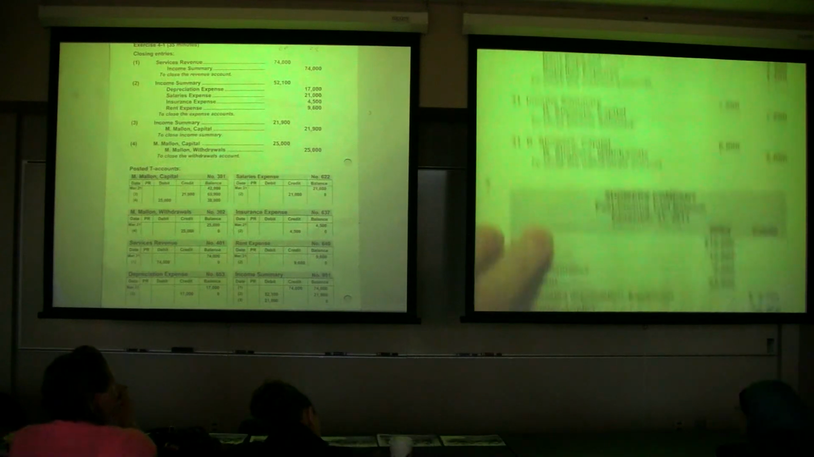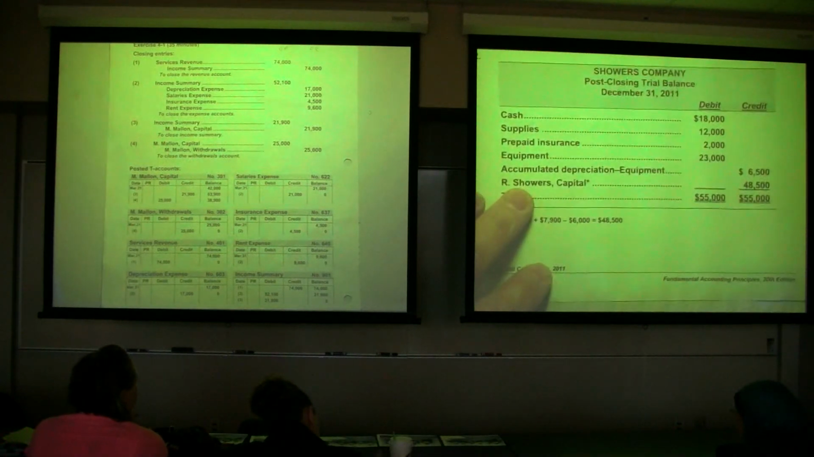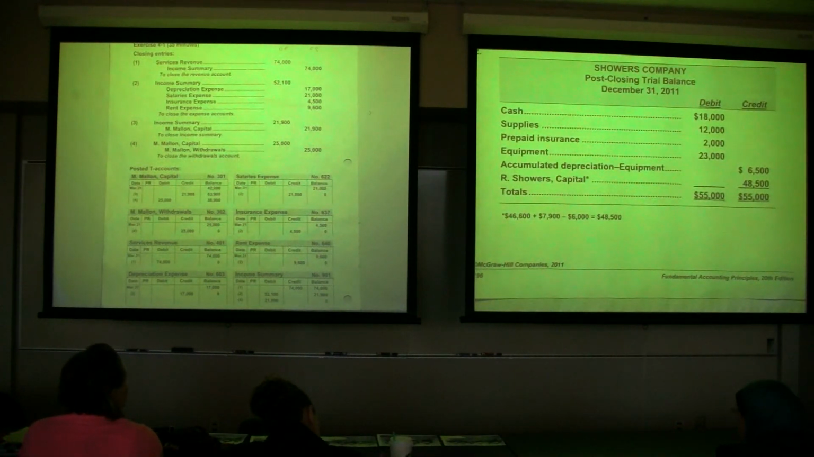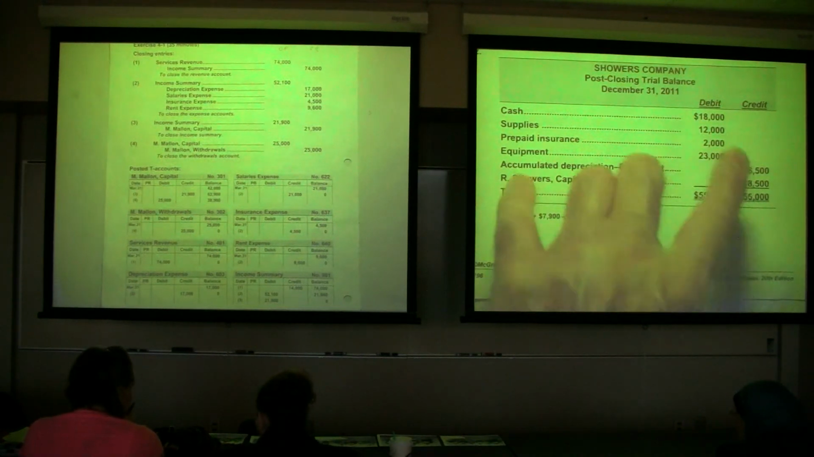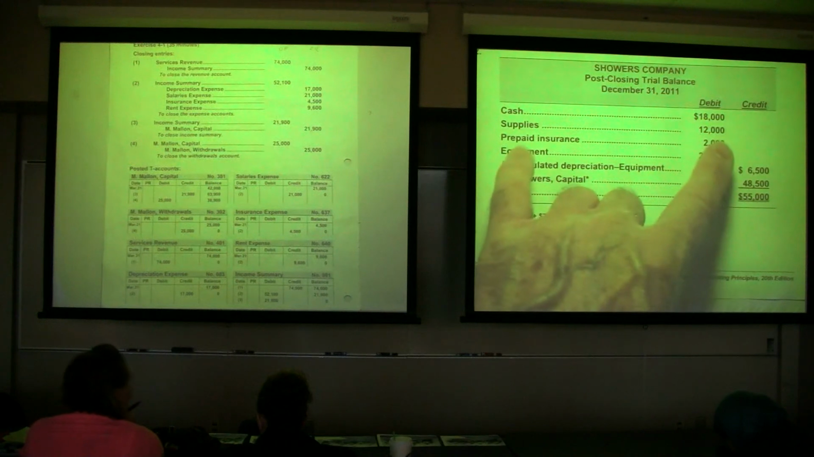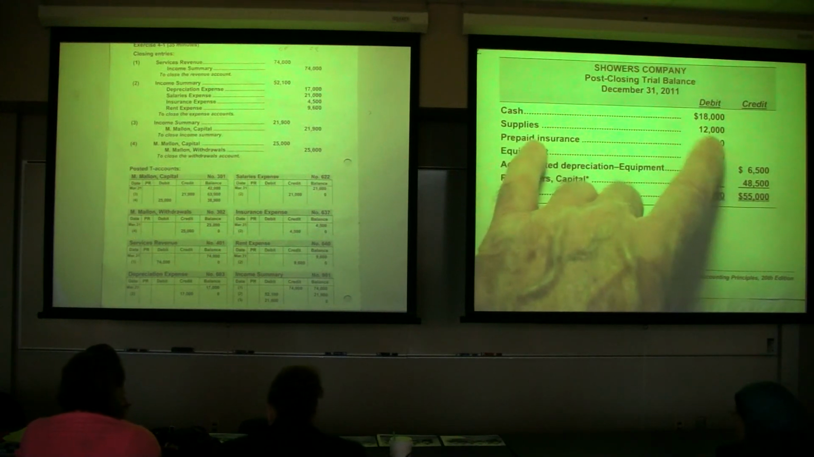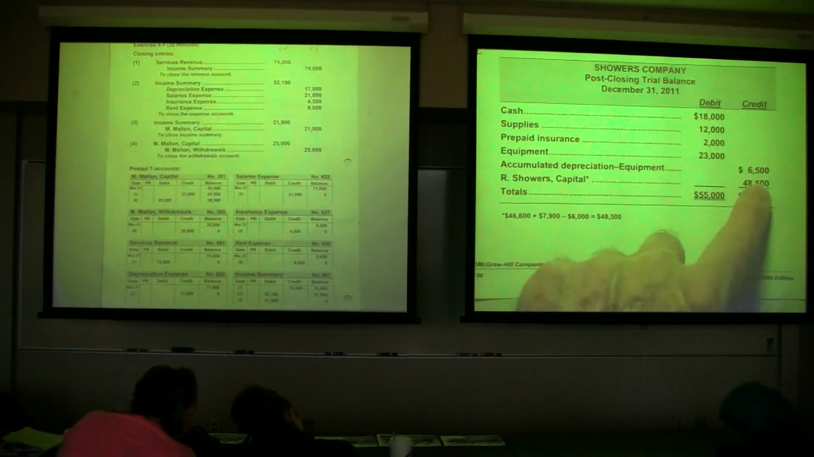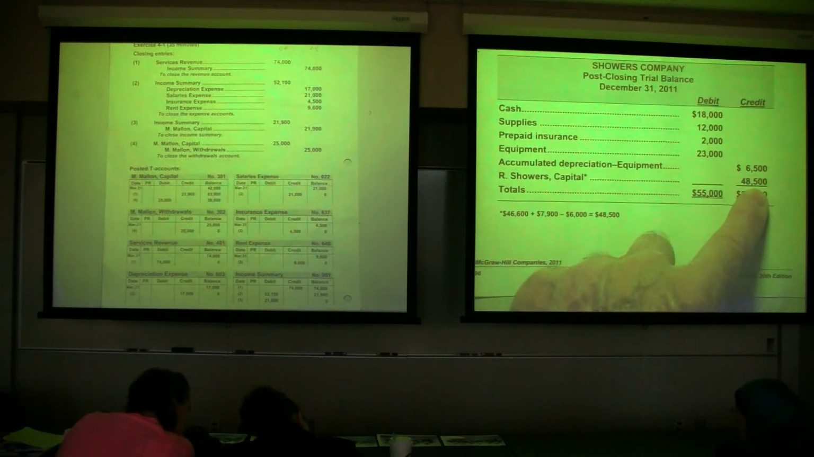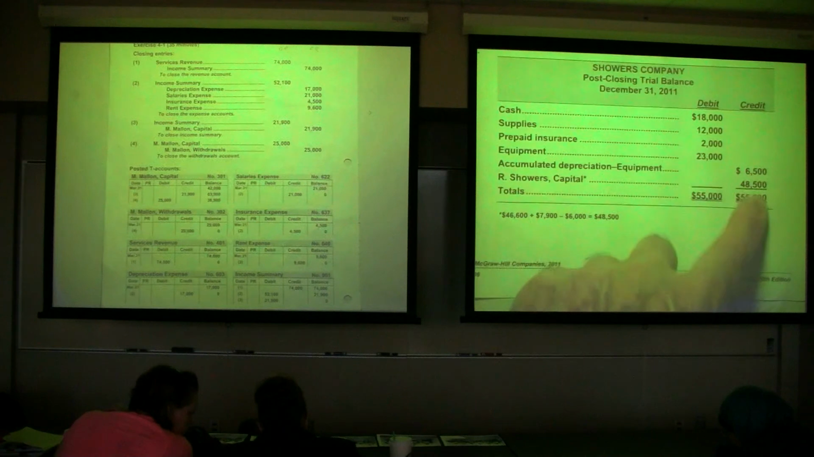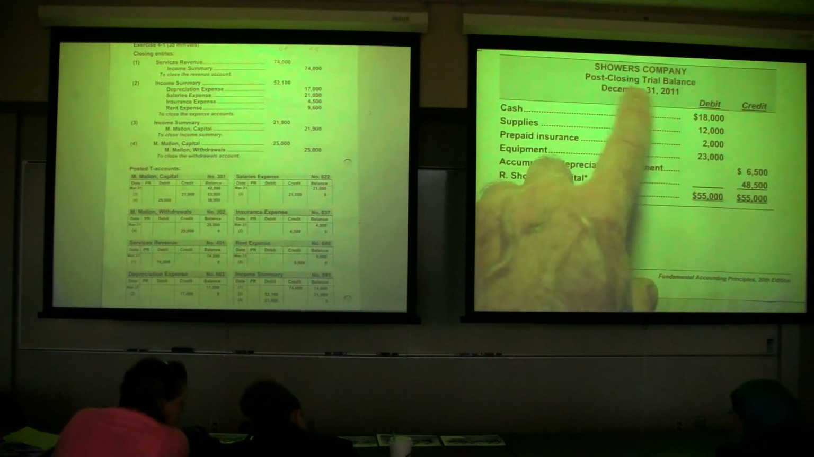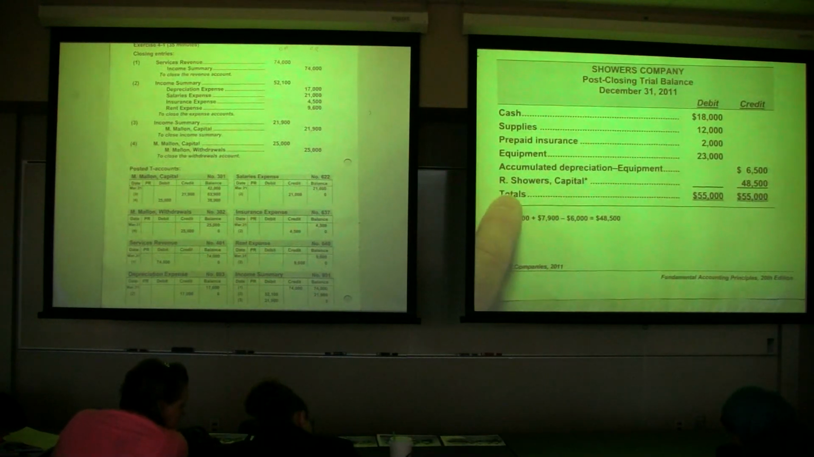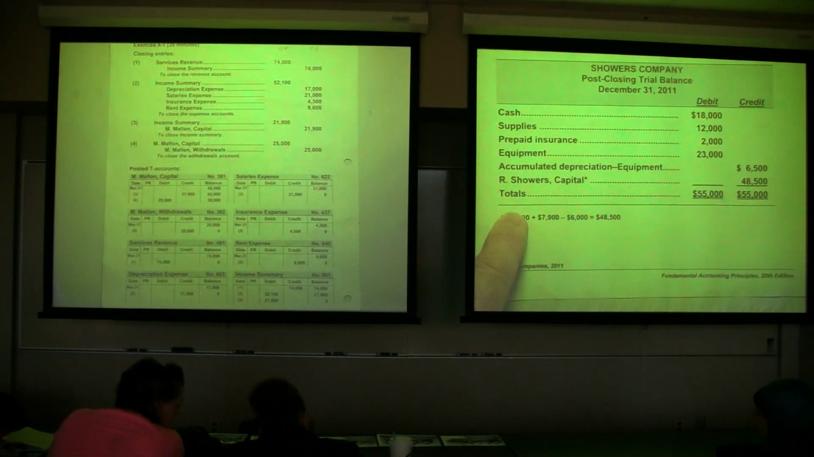Then, let's check your accuracy. What you'll do is a post-closing trial balance. The thing that's unique about it is it has no temporary accounts. Cash, of course, didn't change, the account's still there, supplies still has a balance, equipment, etc. And the capital account has been updated, increased by the net income, decreased by the withdrawals. So on the post-closing trial balance, there's no revenue, no expenses, and no withdrawals. That's the thing that's unique about it.